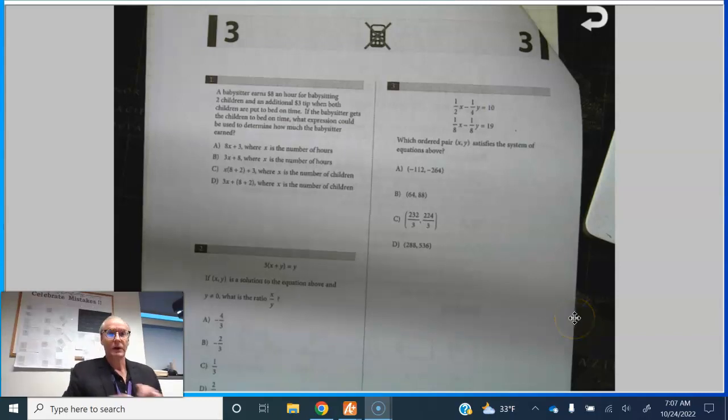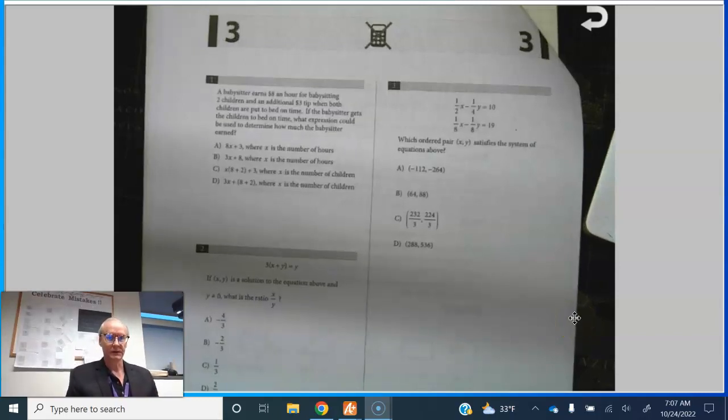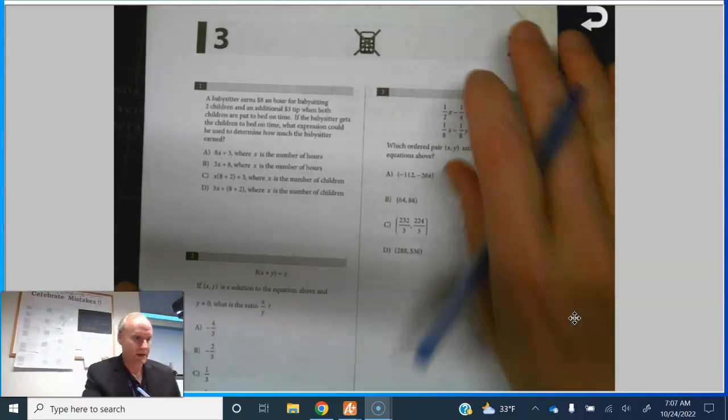Okay, folks, here we go. We're going to take a look at the PSAT, and I did not preview it, so I just looked at it a little bit when I was handing it out, but that's about it.